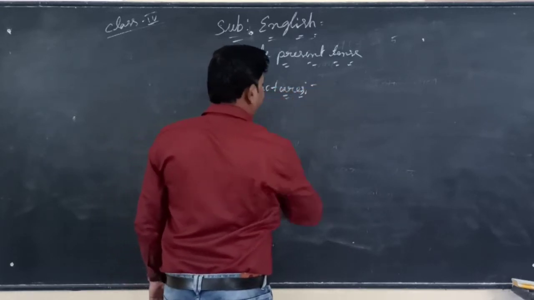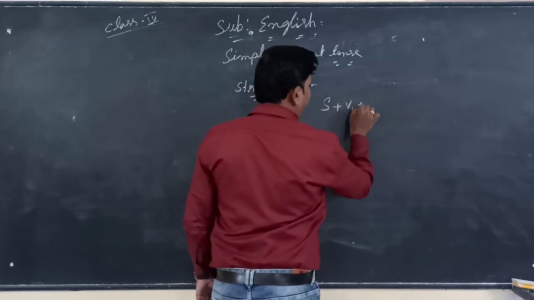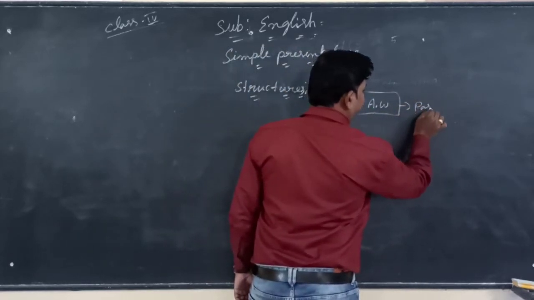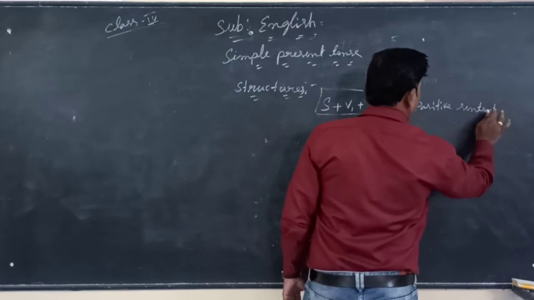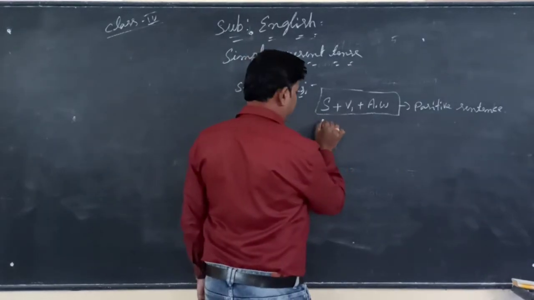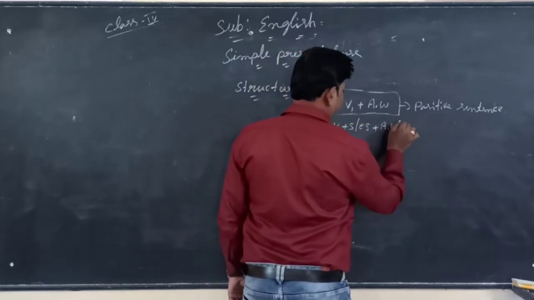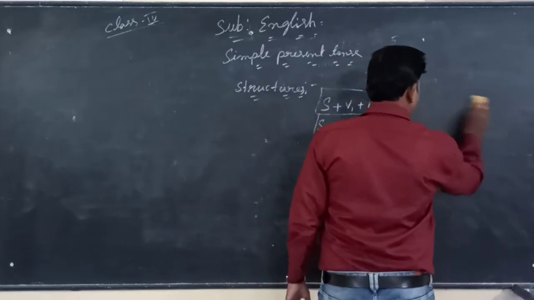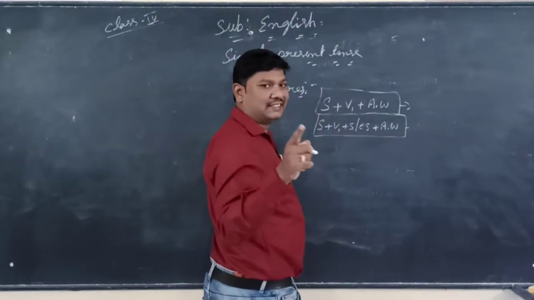Structures. First, positive sentence structure. First, subject plus V1 plus additional word. This is the structure of a positive sentence. Next one. I told you another structure of simple present tense, that is subject plus V1 plus s or es plus additional word. So this is the structure. One minute, students. These are the positive sentences of simple present tense.